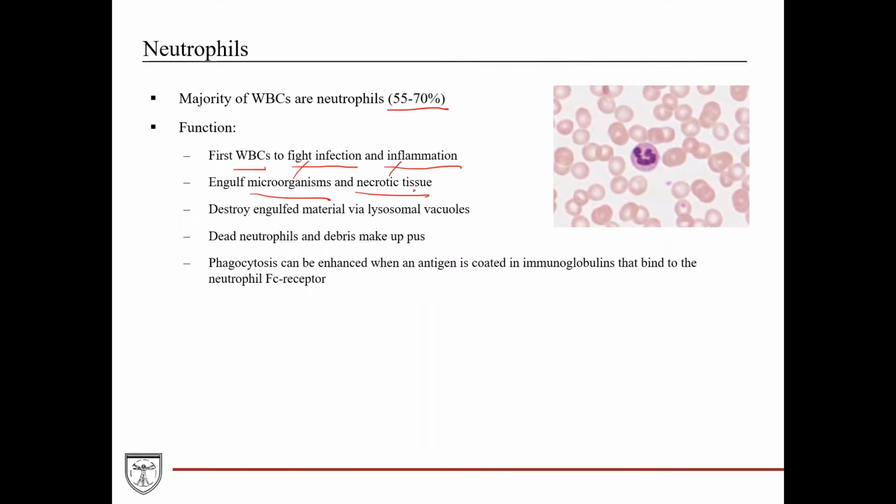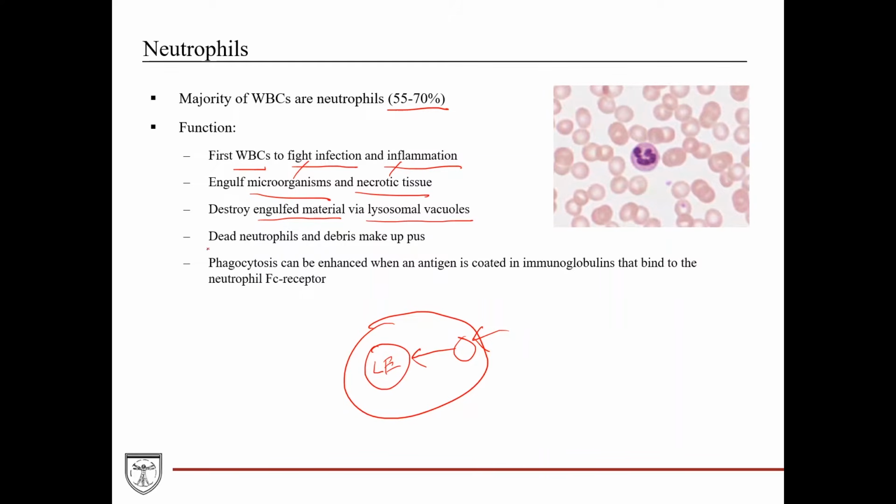And so again, they'll work by being part of the cleanup crew, in a sense, clearing out that necrotic tissue. They destroy engulfed material via lysosomal vacuoles. So they'll engulf material via phagocytosis, and then you have lysosomal enzymes, we'll say LE, in these vacuoles here, and the engulfed material will be merged with the vacuole containing these lysosomal enzymes, and that'll help break down this material.